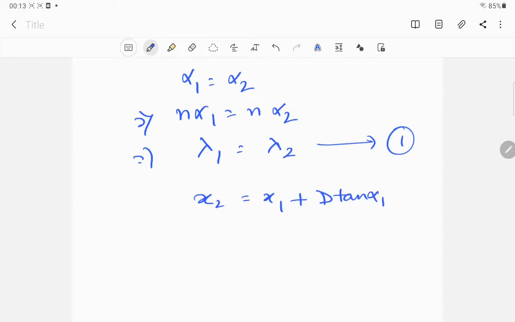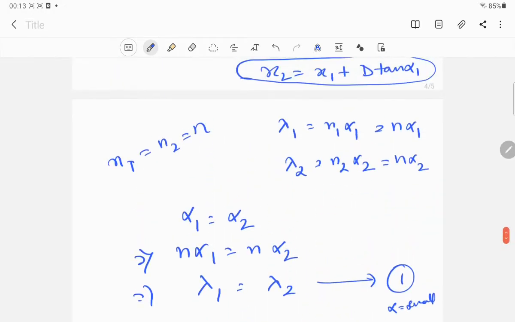Again, under paraxial approximation, angles are very small. We are considering only those rays which are very close to the principal axis, so the angle made by the rays with the principal axis is always small. So x2 equal to x1 plus D alpha 1. You see what is alpha 1?